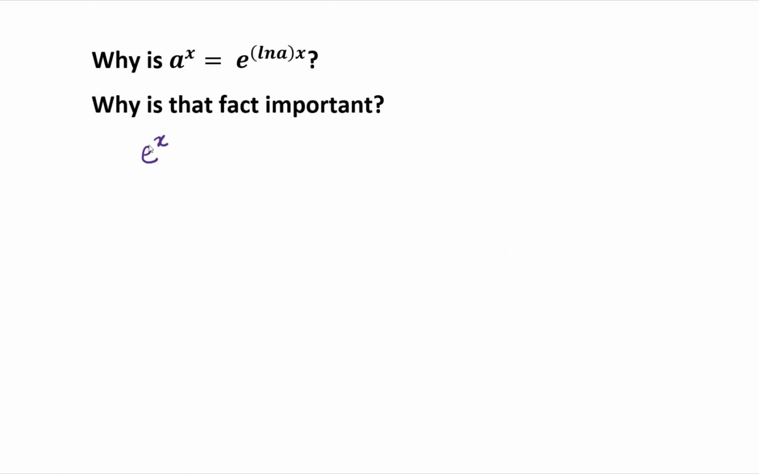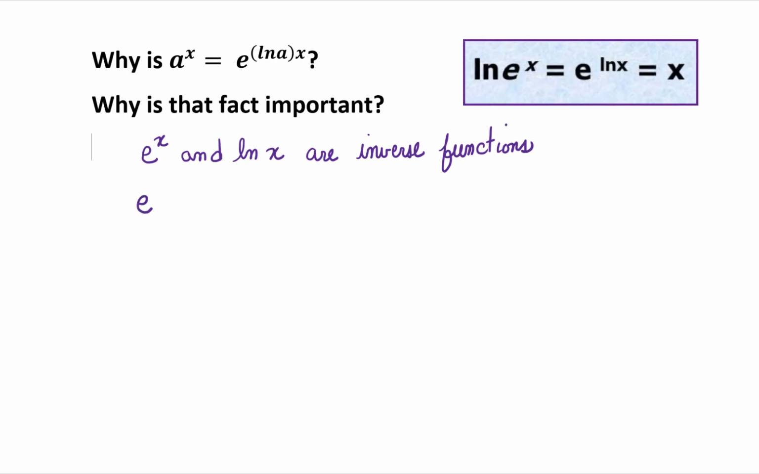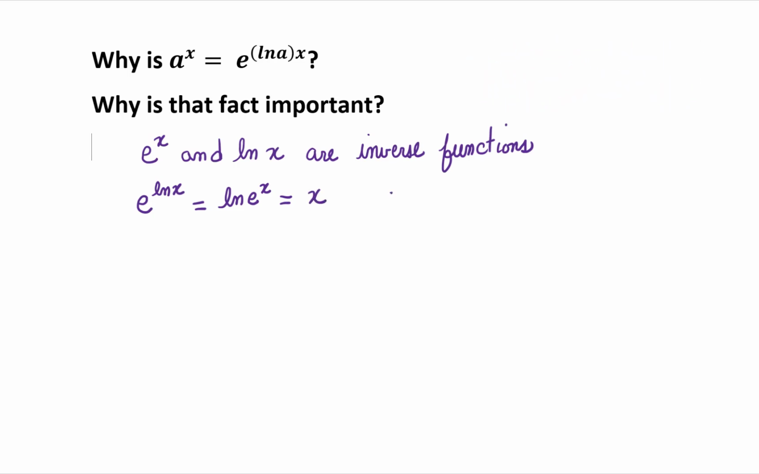Why is a to the x equal to e to the ln a times x? And why is this fact important? Let's recall that e to the x and ln x are inverse functions. What does that mean? Well, when we compose them, we should get x. In other words, if we take e to the ln x, it should be equal to ln of e to the x, which is equal to x. When you compose two inverse functions together, you get x.